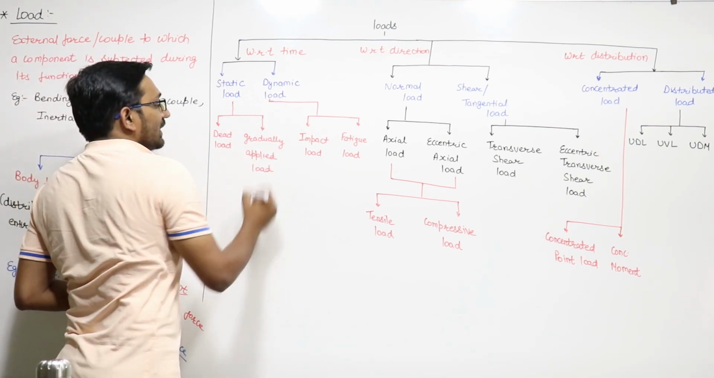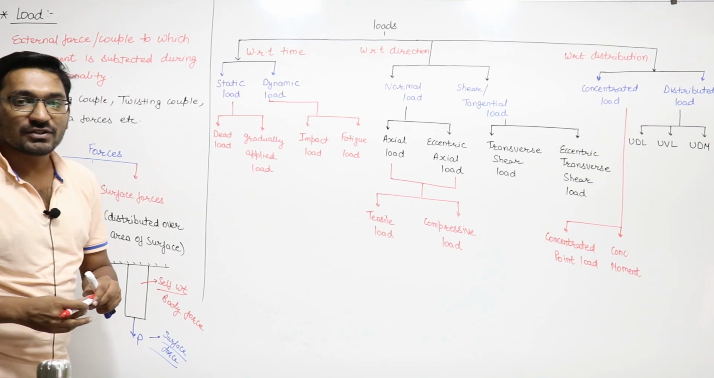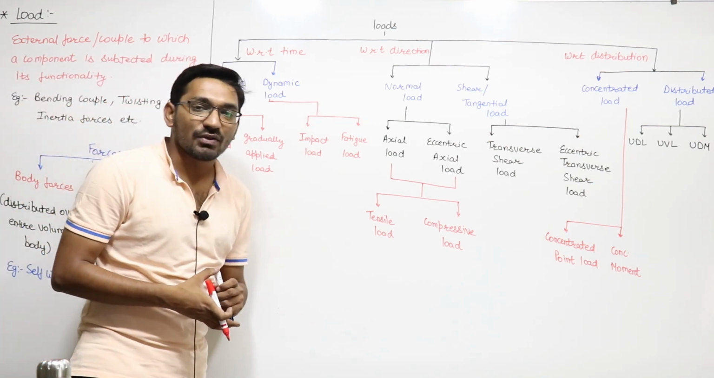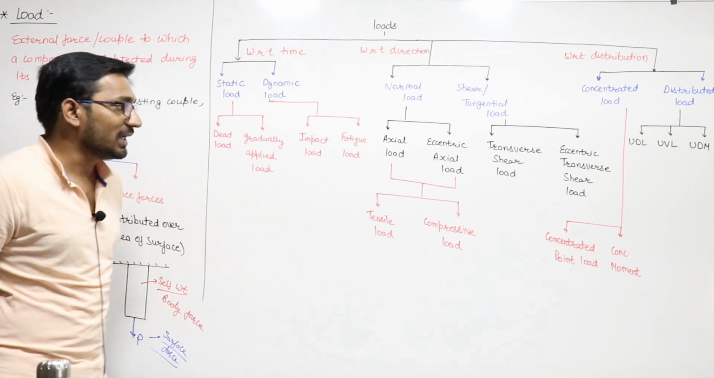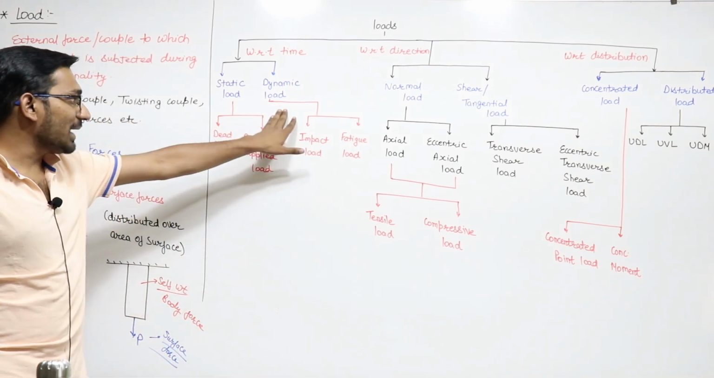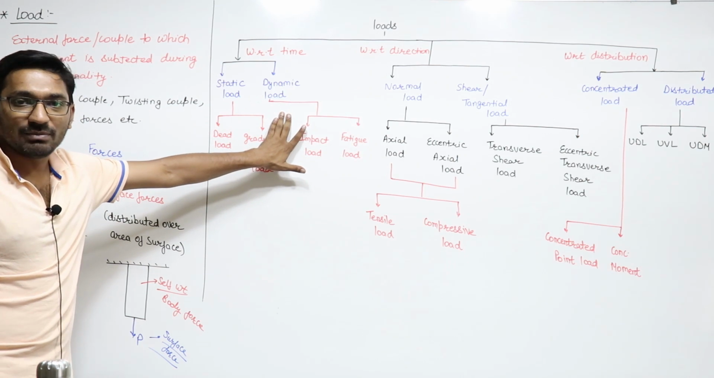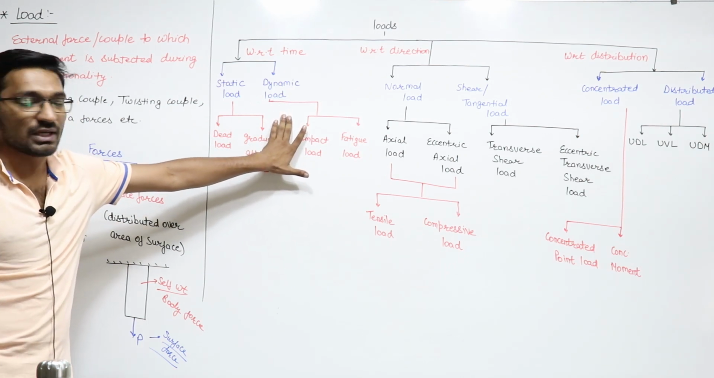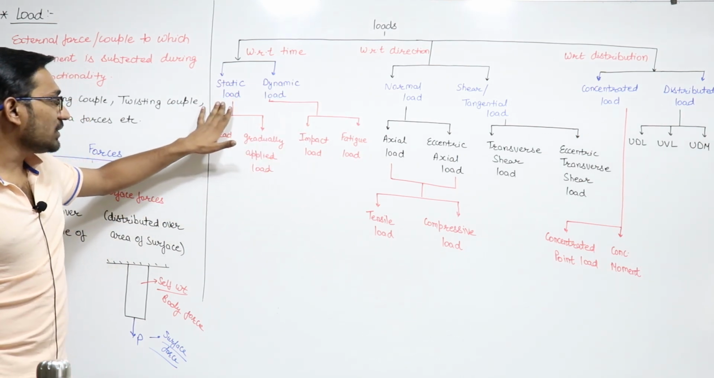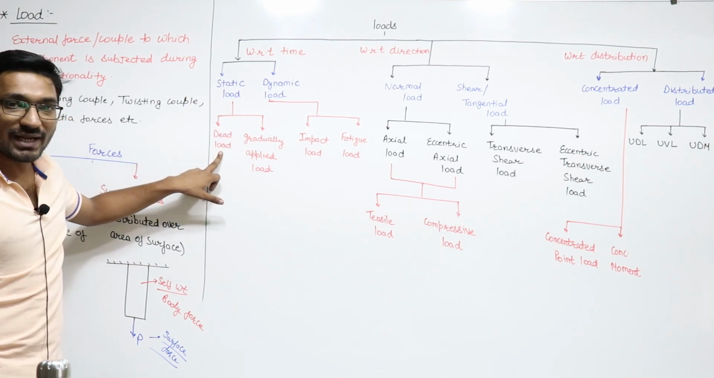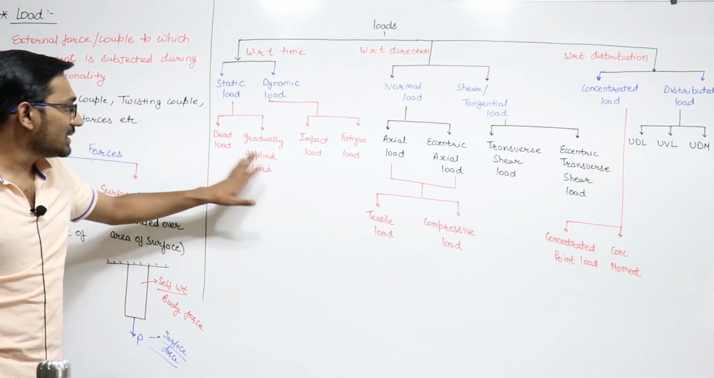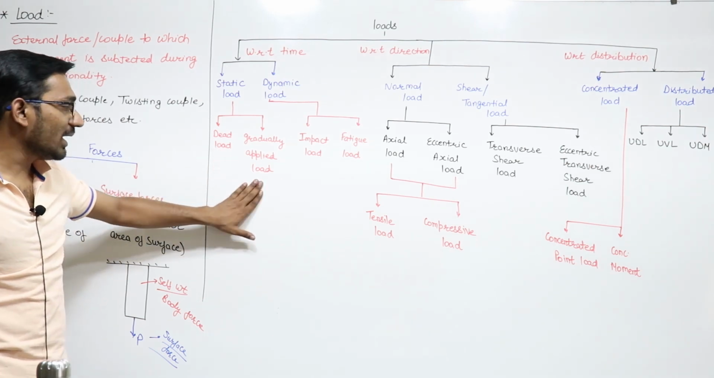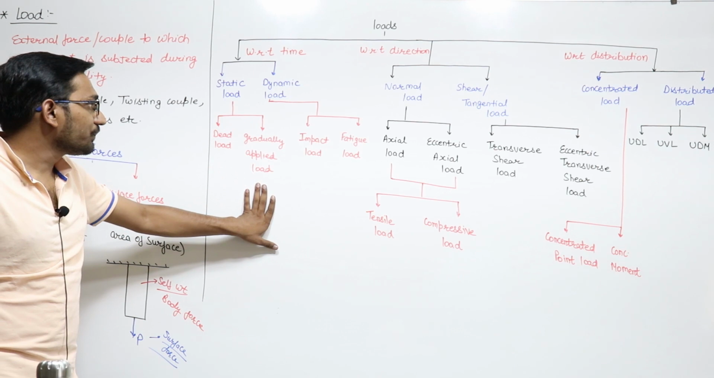Static loads, as the name suggests, means it is not changing, or it remains constant with respect to time. With respect to time, this force will not change. And dynamic load means with respect to time, the magnitude of the force is changing. Static load is of two types. First one is dead load. Second one is gradually applied load. We'll see what we mean by dead load and gradually applied load.